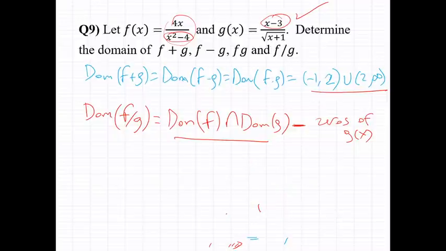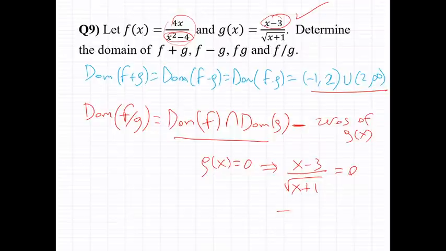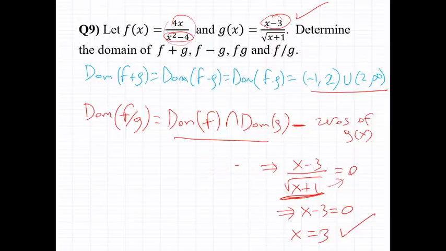It means g(x) is equal to 0. So we set it equal to 0, and when you multiply both sides, you will get x minus 3 equal to 0, and thus x equals 3. And the 3 doesn't make a problem here, so it's a solution. So this means the zero of g is only 3.